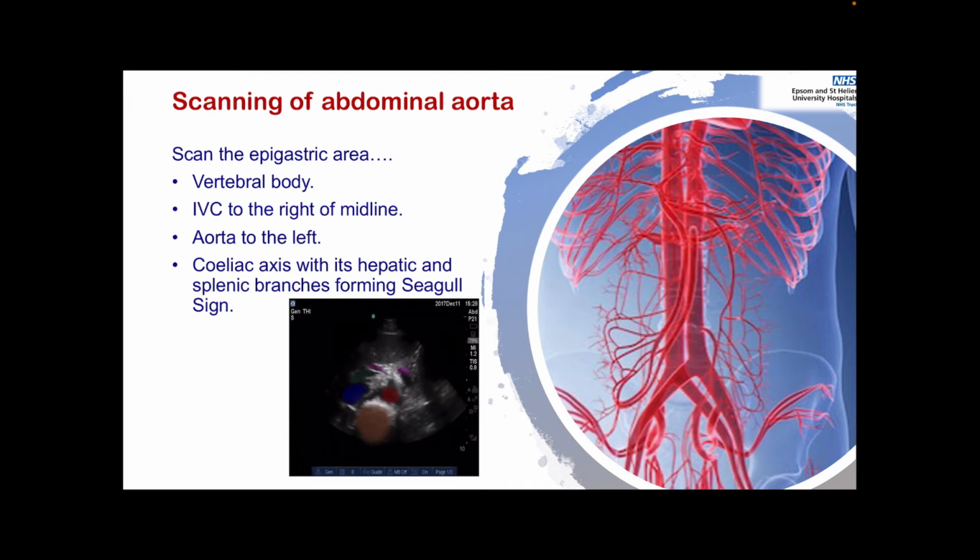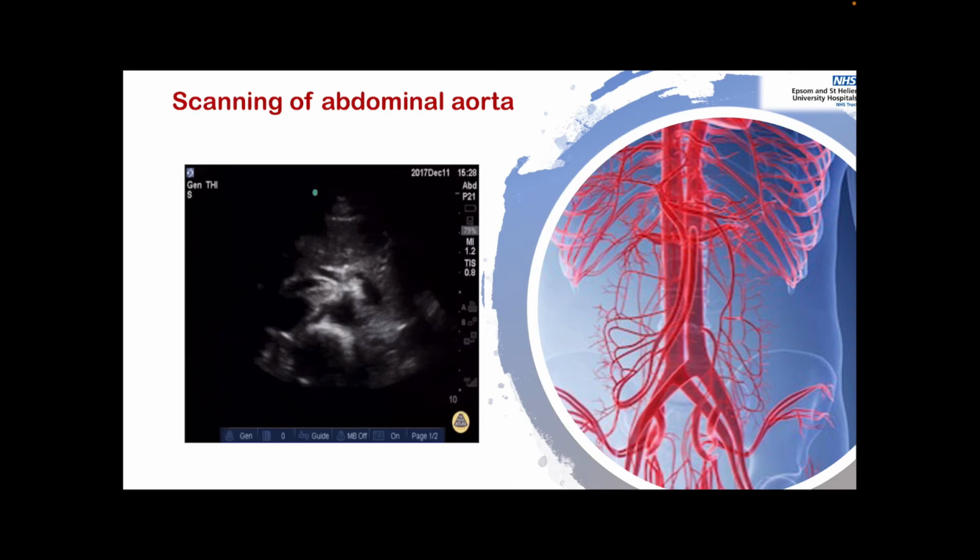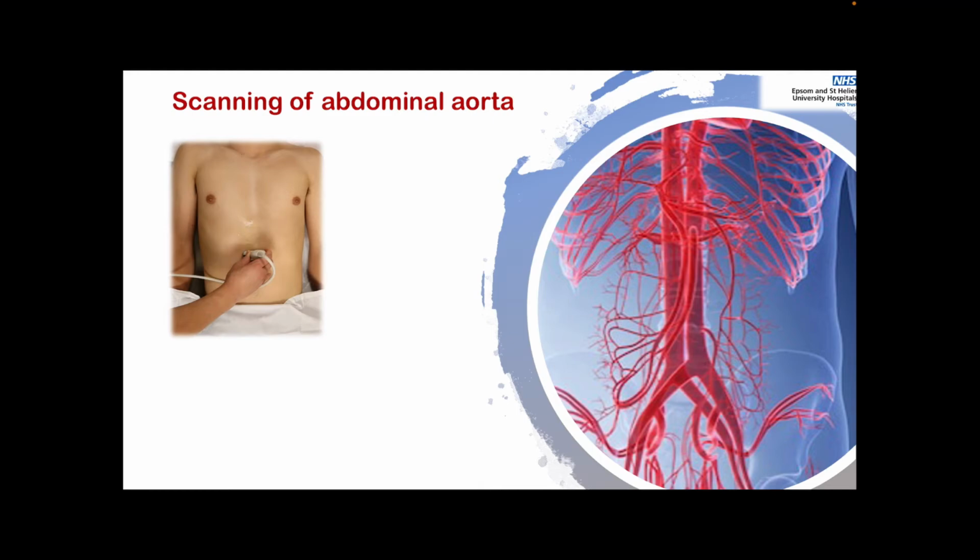All right, this is one of the ultrasound pictures of the aorta. We can see again here the Seagull sign, the abdominal aorta, and the vertebral body with the inferior vena cava.